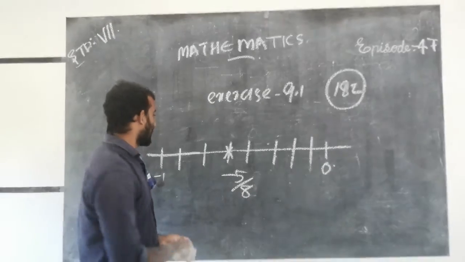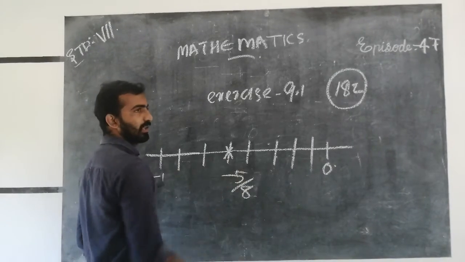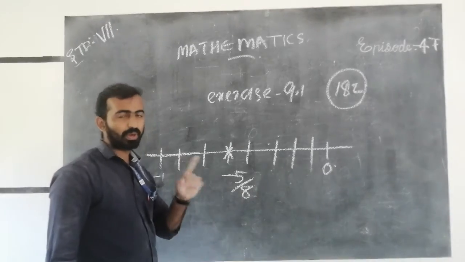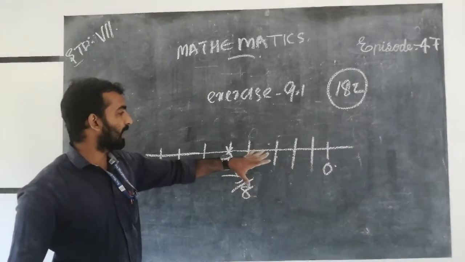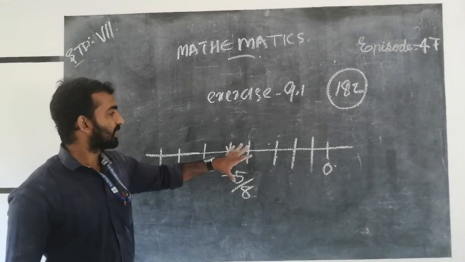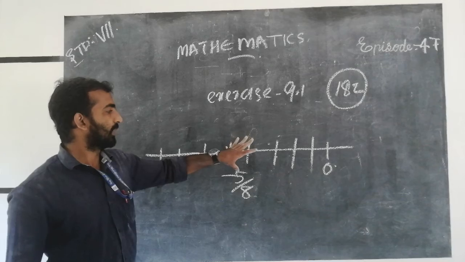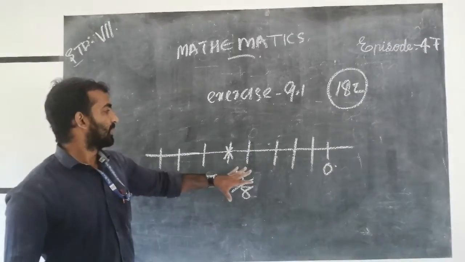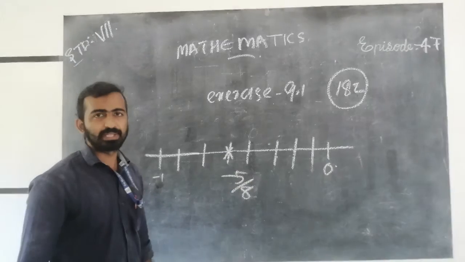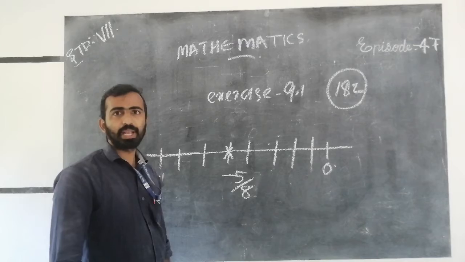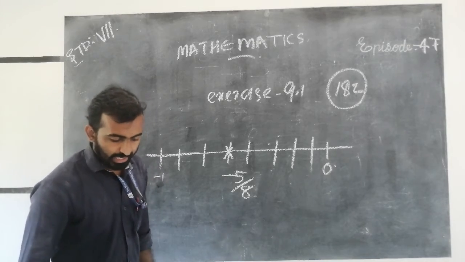These are the equidistant points. In a number line, the numbers are equidistant. Remember that when you draw the number line or any line, you must use a scale and pencil. Don't draw with the pen. Okay.